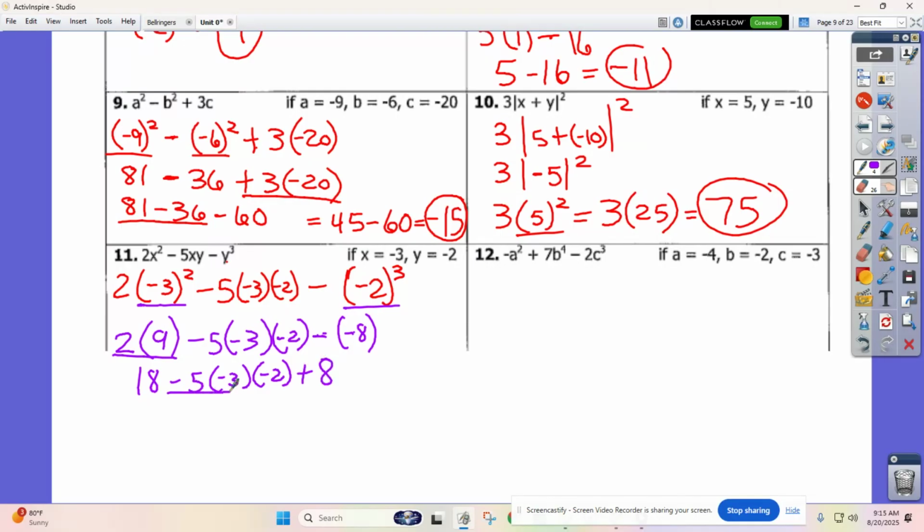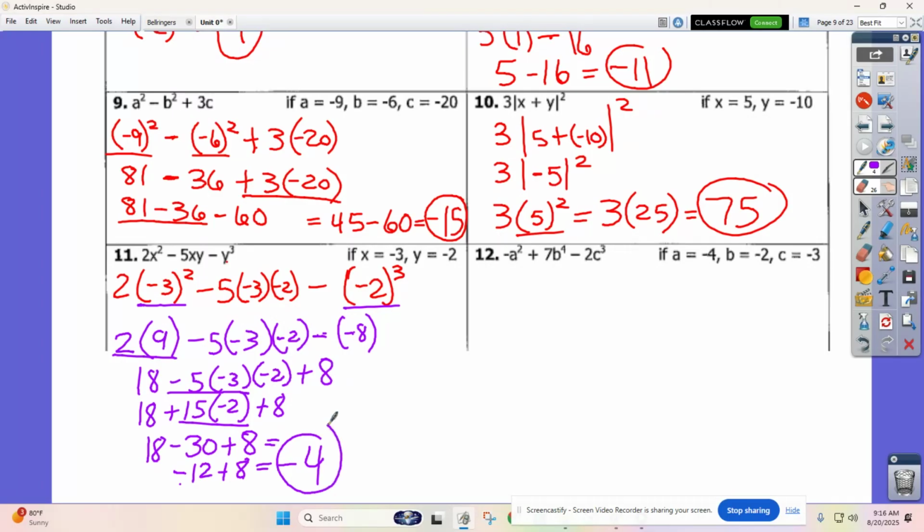Now I want to multiply here. -5 times -3 is +15. I still have this -2 plus 8. Do this multiplication. 18. 15 times -2 is -30 plus 8. 18 minus 30 is -12 plus 8. Keep the sign of the bigger number and subtract. -4.